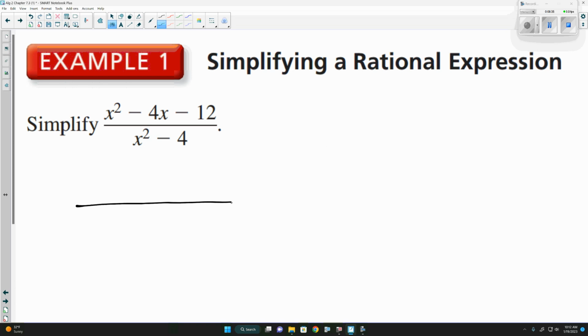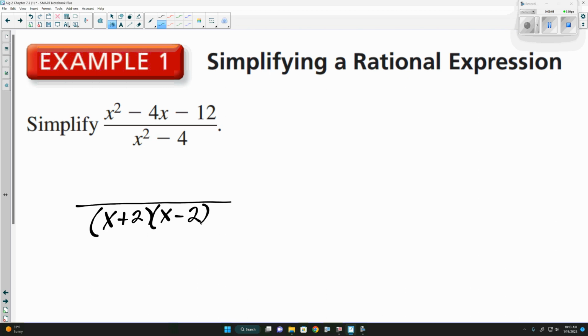So which one do y'all see is going to be easier to factor? X squared minus 4 or x squared minus 4x minus 12? X squared minus 4 is a what? A difference of perfect squares, yes? X times x gives us x squared, a perfect square. 4 is what? 2 and 2, yes? So the denominator will factor as x plus 2 and x minus 2, yes?